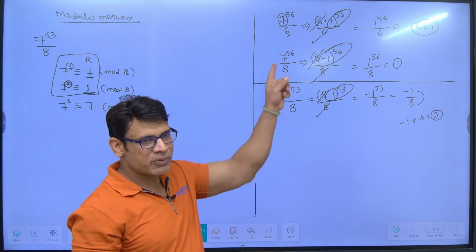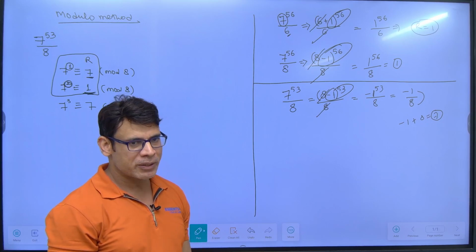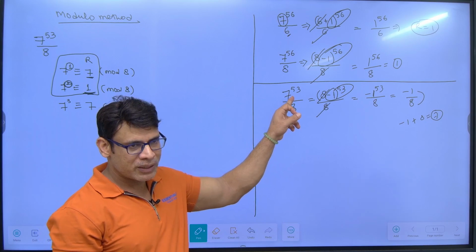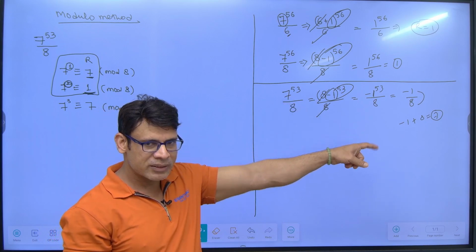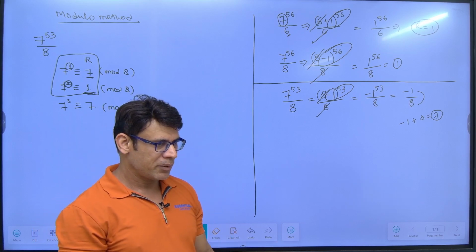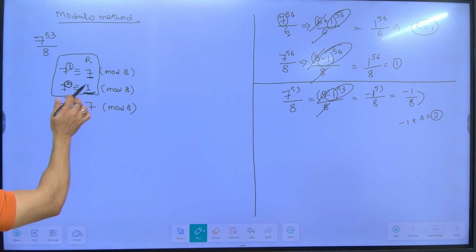7 raised to the power 56 is what? Even power or odd power? What is the remainder over there? This is an odd power. We are getting remainder as 7, right? But you always have to stop at 1.